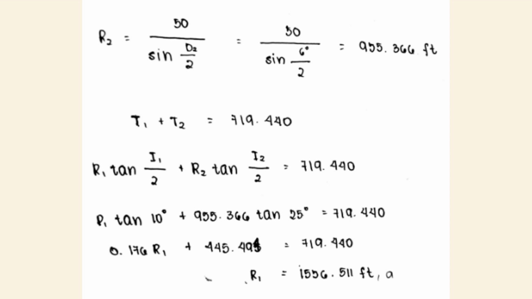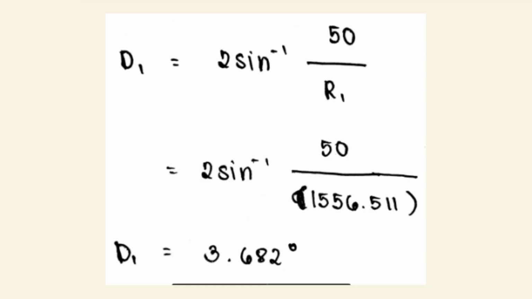Solving for r1, we have t sub 1 plus t sub 2 is equal to the length of AB. It is equal to r sub 1 tangent 10 degrees plus 955.366 tangent 25 degrees is equal to 719.440. Solving the equation, the value of our r sub 1 would be equal to 1,556.511 feet.